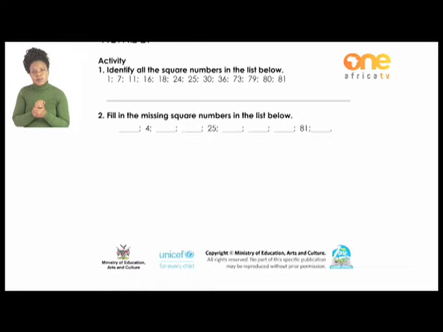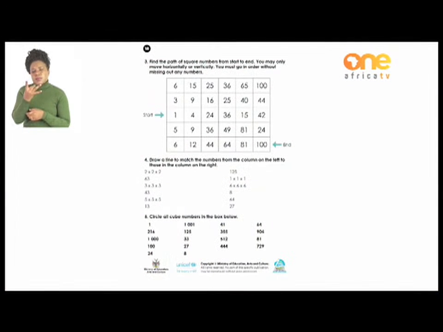We go to page 18 of our booklet with the third question, which is to find the path of square numbers from the start to the end. You may only move horizontally or vertically. You must go in order without missing out any number.